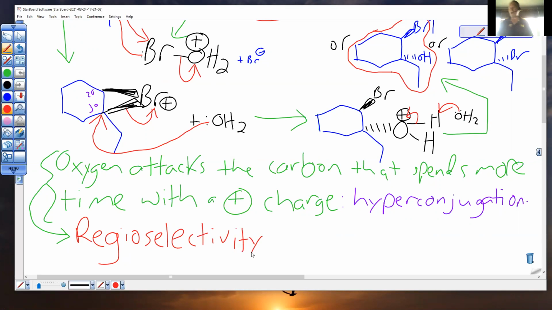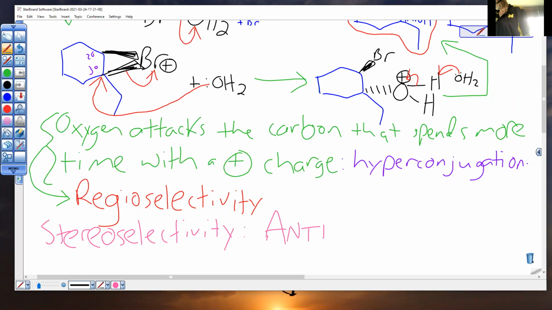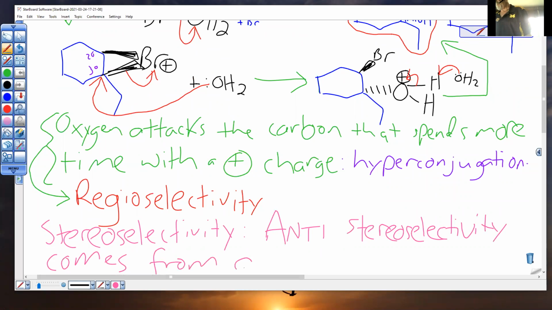Now you have to explain why the bromine and oxygen end up on opposite sides of the ring. And that's spatial arrangement. That's called stereoselectivity. So let's go with another color for stereoselectivity. Anti-stereoselectivity comes from a backside attack. It guarantees the bonds will be different. One's a wedge, one's a dash. So if you're breaking a wedge, you have to make a new bond that's a dash. The old bond stays the old bond. It's there. It's there. You didn't break it. So that's why we have anti-stereoselectivity.